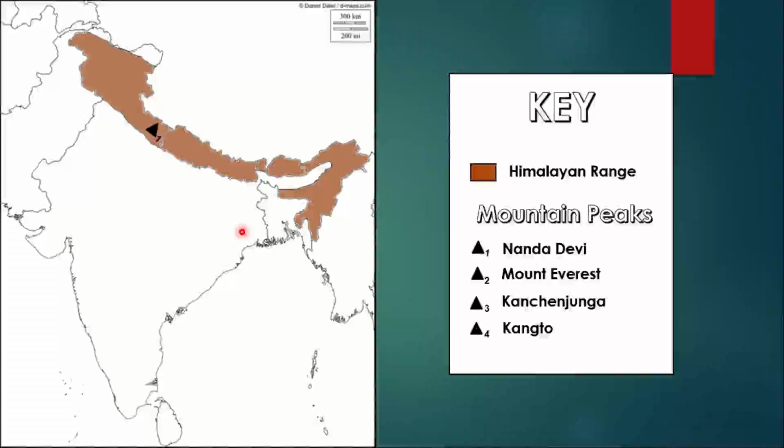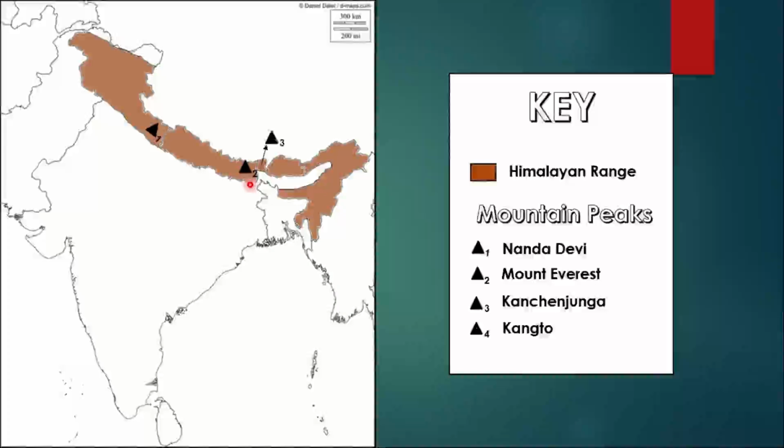Alright, then the second mountain peak is Mount Everest. Mount Everest you are going to draw near this Sikkim, line of Sikkim, and this mountain peak should touch the above line because it is on the border of Tibet and Nepal. Alright, and also it is the border of Sikkim and Nepal. So here it is on the border, the Mount Everest.